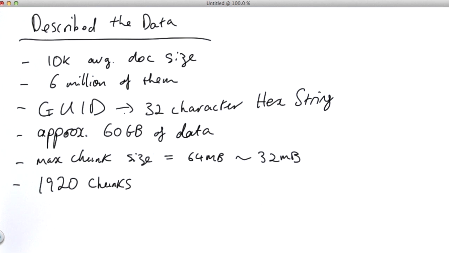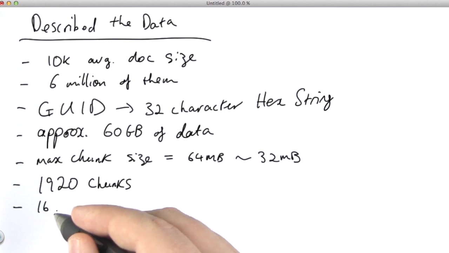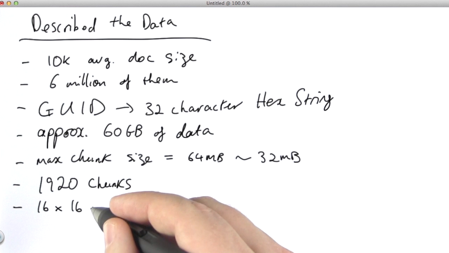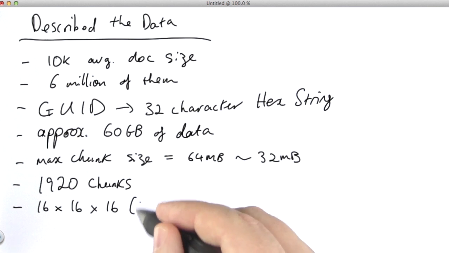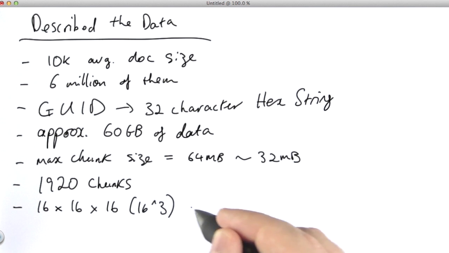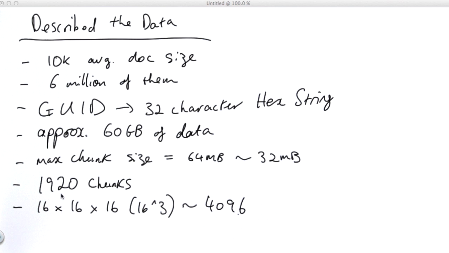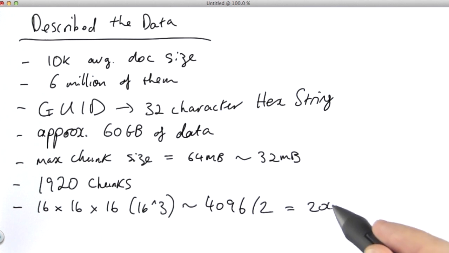If we look at the GUID, we know that it's a 32 character hex string, so that means there's 16 permutations per digit. So how many of these are we going to need to actually get to 1,920? Well, 16 by 16 is not going to get us there, unfortunately, because 16 by 16 is only 256. But if we add in another digit, 16 to the power 3, that gives us a value of 4,096. That's far in excess of our 1,920. So what we could just do is divide that by 2, and that equals 2,048.